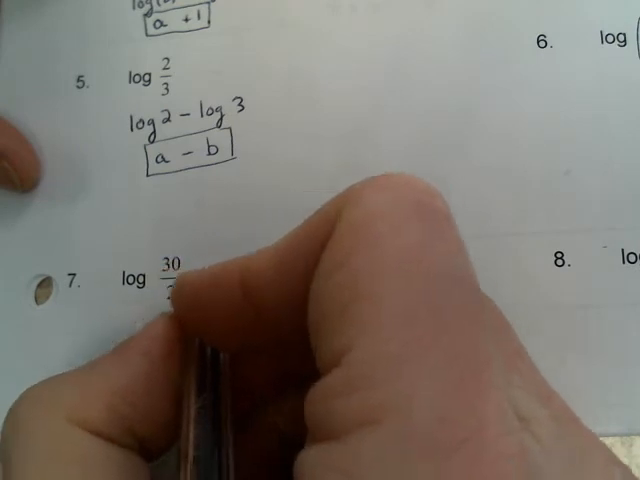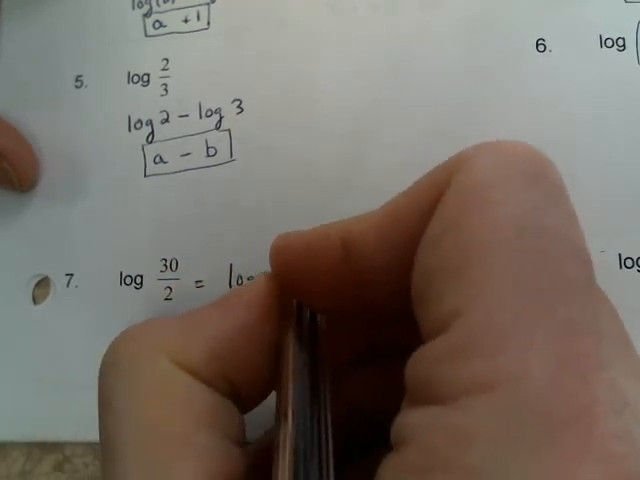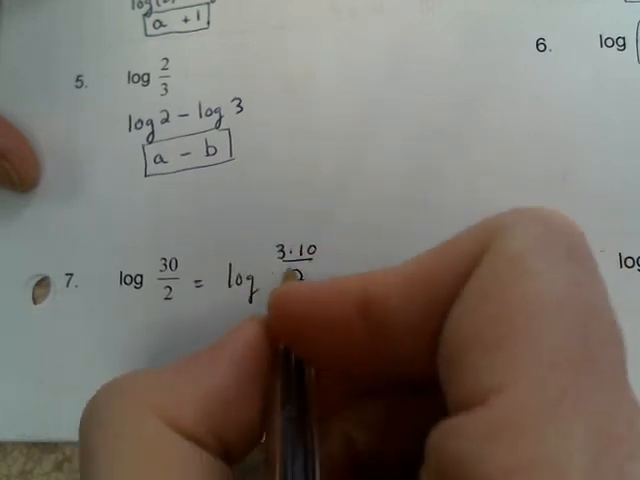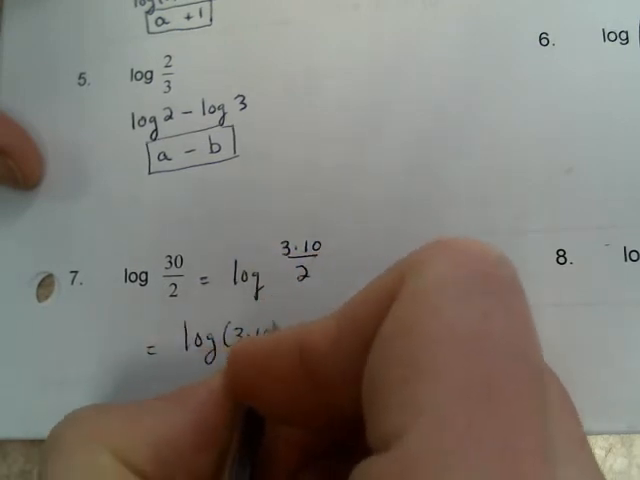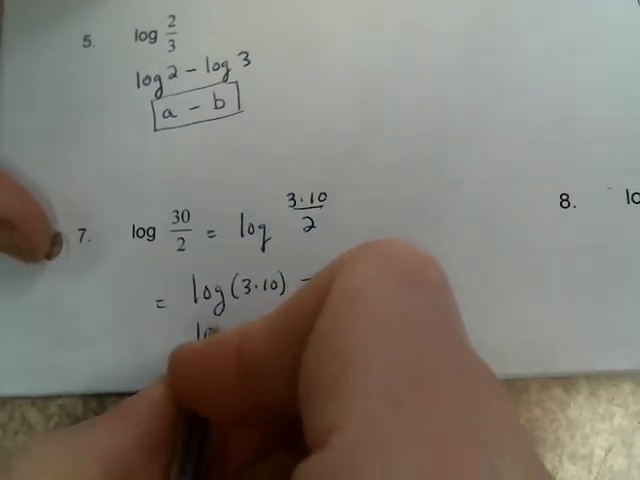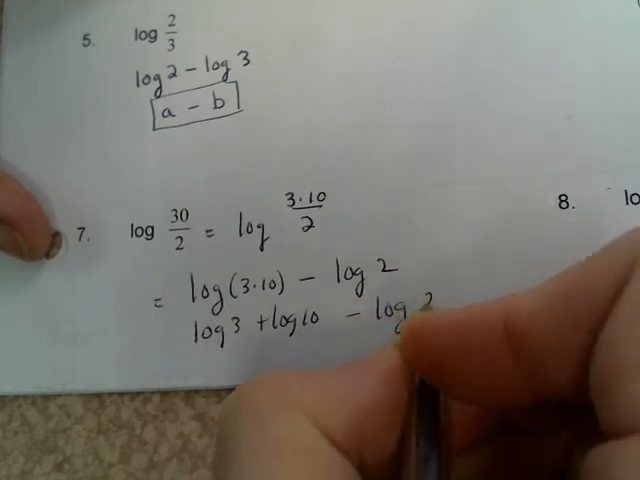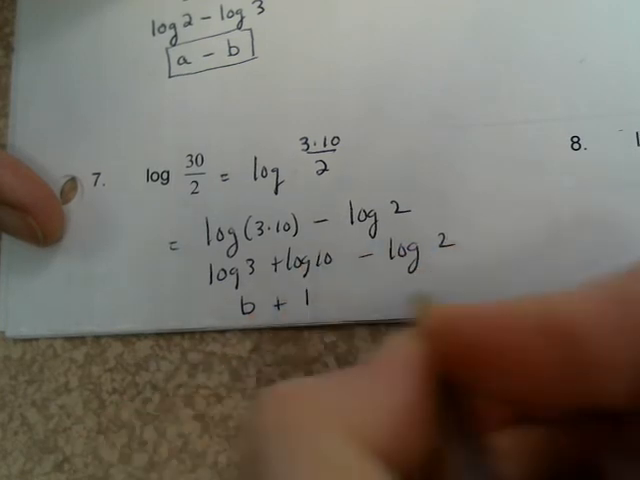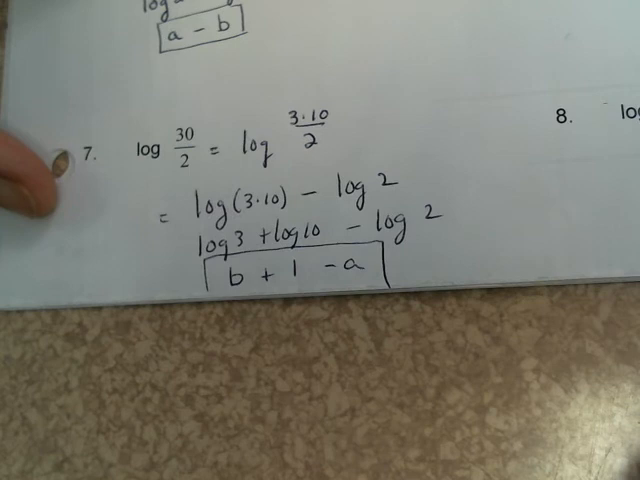So what we have, 30, is changed to 3 times 10 all over 2. So now we have 3's, 2's, and 10's. The quotient rule is first. This is the log of 3 times 10 minus the log of 2. The log of 3 times 10 is the log of 3 plus the log of 10, minus the log of 2. And our last step is to replace the log of 3 with a b, log of 10 with a 1, and the log of 2 is a. So b plus 1 minus a would be the final answer here.